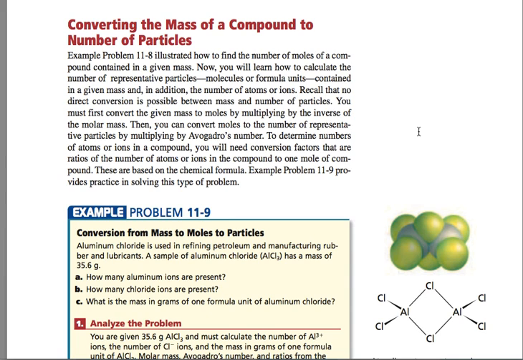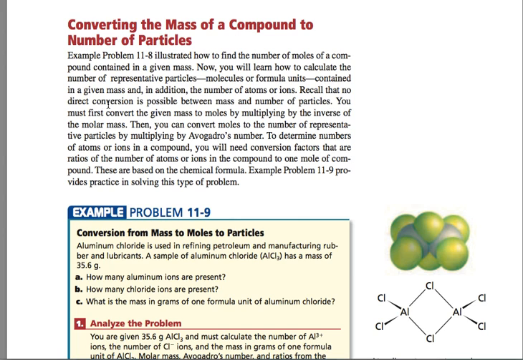Converting the mass of a compound to the number of particles. Example problem 11.8 illustrated how to find the number of moles of a compound contained in a given mass. Now you will learn how to calculate the number of representative particles, molecules, or formula units contained in a given mass, and in addition, the number of atoms or ions. Recall that no direct conversion is possible between mass and number of particles. You must convert the mass to moles by multiplying by the inverse of molar mass.